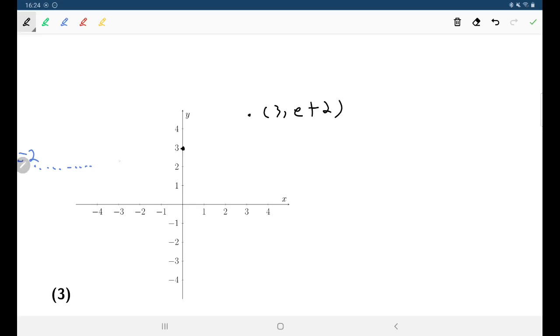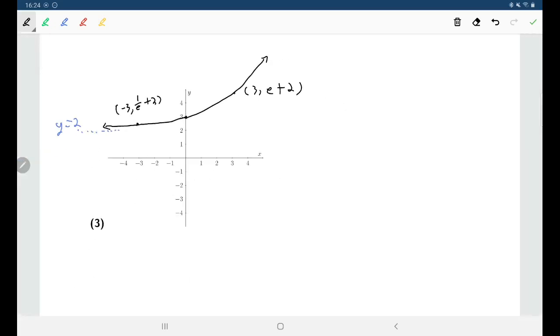Same thing for my other point, -3, comma 1 over e. That would be when I shift it upwards by 2, -3, comma 1 over e plus 2. That's how I would write that. As a number, you can find out that that's about 2.37, so a little bit above 2. So I've got it roughly in the right spot. But as far as writing out its coordinates, we're writing them out in exact values only, so that's 1 over e plus 2.